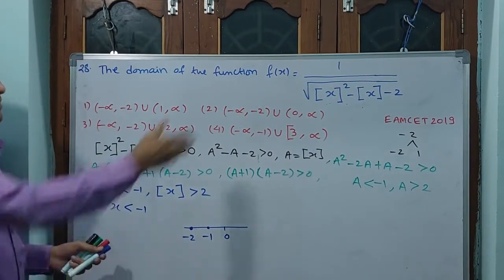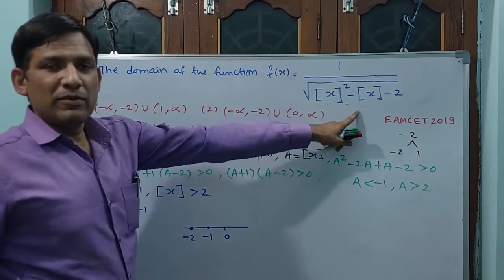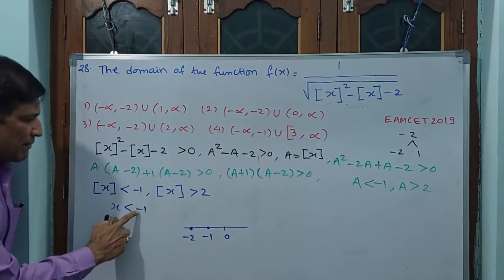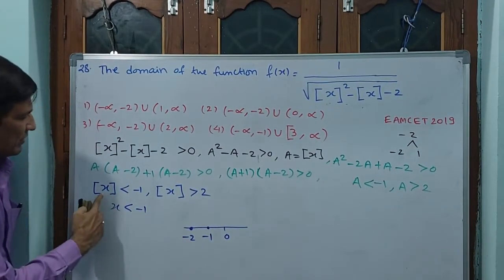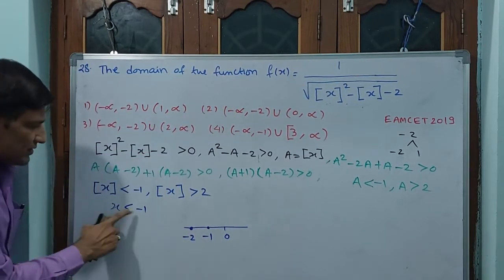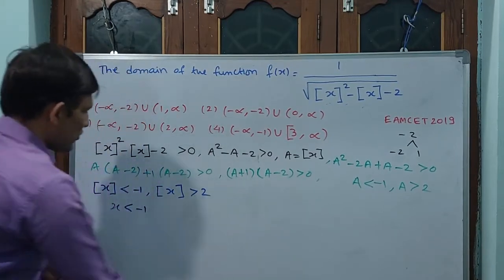You have to analyze. Why? Because as per function, whatever you are going to do should be applicable for our function. X should be less than minus 1. If you take less than minus 1, the greatest integer function is less than minus 1, which means according to our function, x is also less than minus 1. You have to take that, or else it is not going to work.